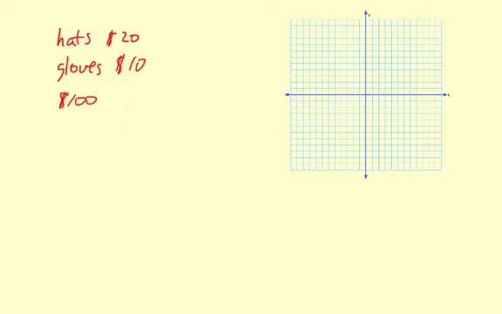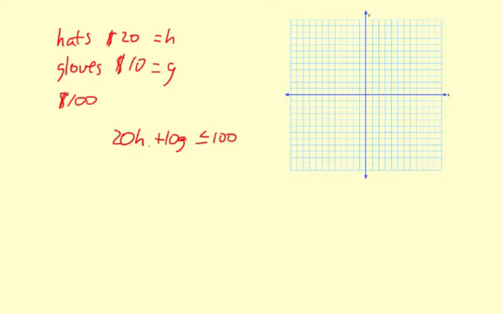I'm going to use H for the number of hats you buy, G the number of gloves you buy. So if hats are $20 each, to get the total amount of money you can spend on hats, $20 times H, so 20H. And then $10 for gloves, same idea applies, plus 10G. That is the total amount of money you spend on hats plus the total amount of money you spend on gloves. Now, you have $100 total, so the amount of money you spend must be less than or equal to $100. Nobody's saying you have to spend all the $100, but you can't spend more than the $100.